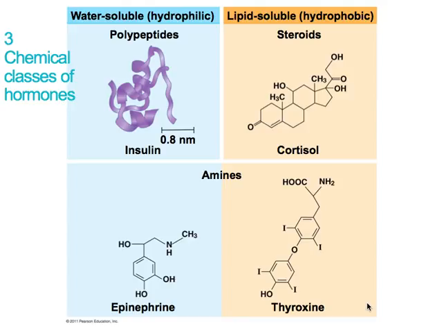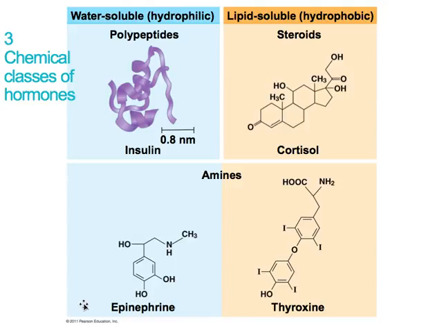So here's another way to look at the three different classes of hormones. You can have polypeptides or proteins, basically the same thing. These are water soluble, which means hydrophilic, or water loving. An example of a water soluble polypeptide protein is insulin. You can also have lipid soluble hormones. They are hydrophobic, which means water fearing. One example of a lipid soluble hormone is cortisol, which is a steroid.